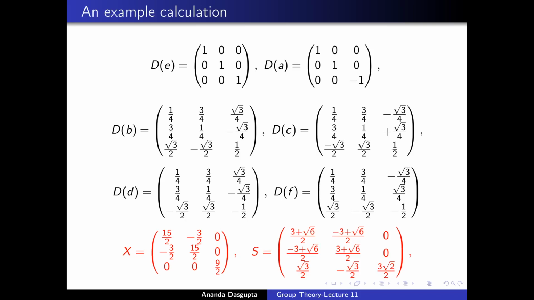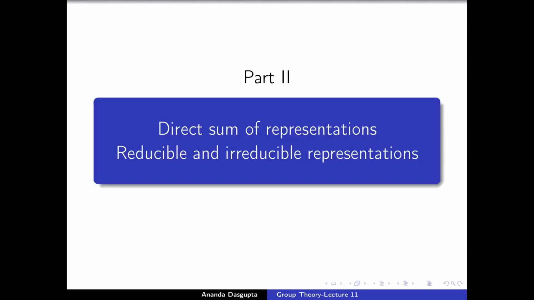Now we are going to talk about a different kind of representation, a kind of representation which you can build up out of smaller representations. That is, we are going to talk about direct sum of representations and in the process talk formally about reducible and irreducible representations. I know I have mentioned these things in passing several times during this course, but we have never really formally defined what a reducible representation is. That is what we are going to do soon in this part of the lecture.